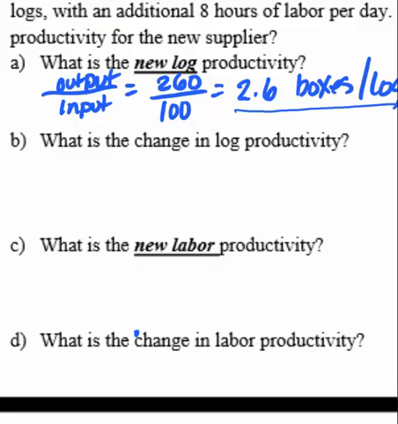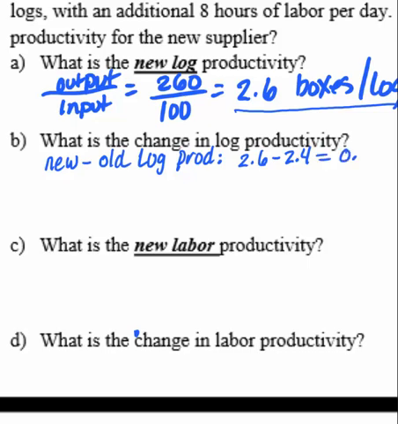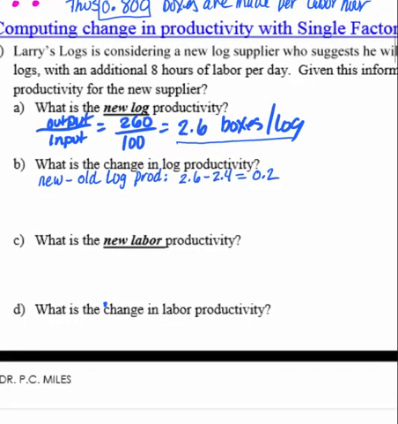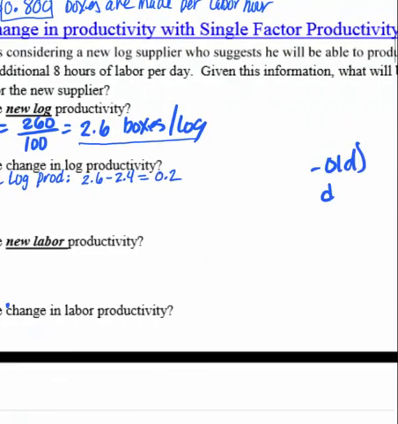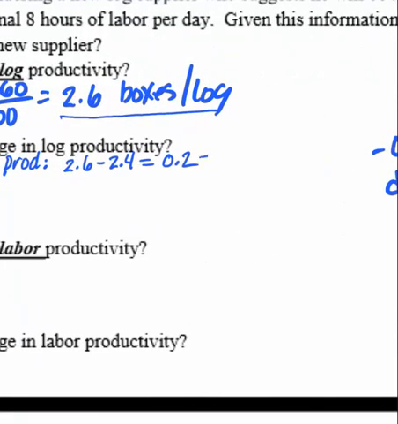The change in log productivity is going to be the new minus the old log productivity. So the new is 2.6 minus the old 2.4, which gives us 0.2, which is the change in log productivity.